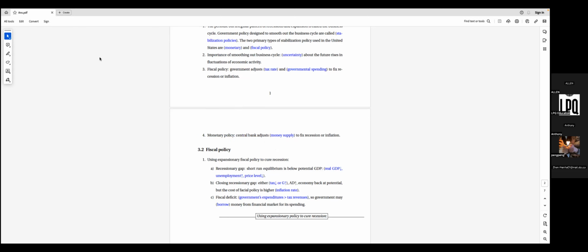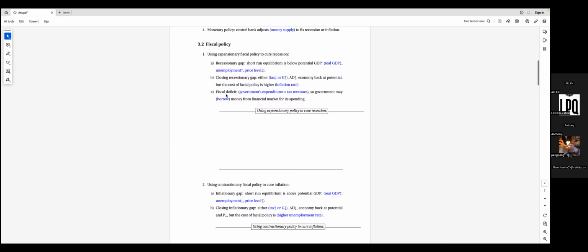So let's move on. What is fiscal policy? Let me show you how you can use a so-called expansionary fiscal policy to quickly close a recessionary gap. Why did I say quickly? Because you can speed up the recovery process to bring the overall economy back to the normal level.